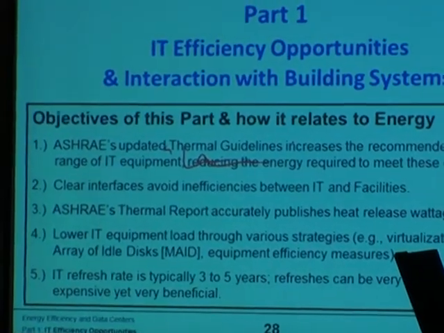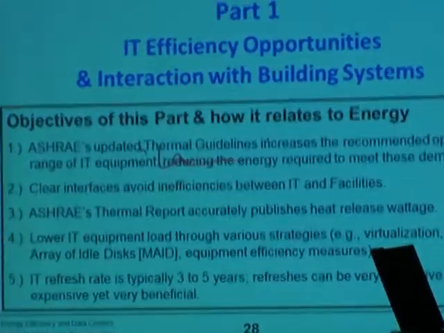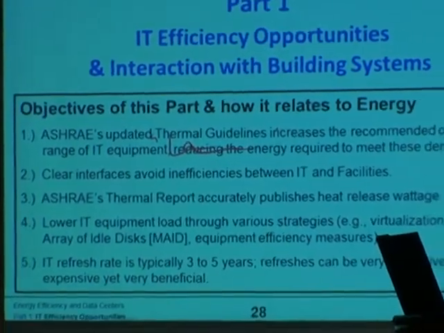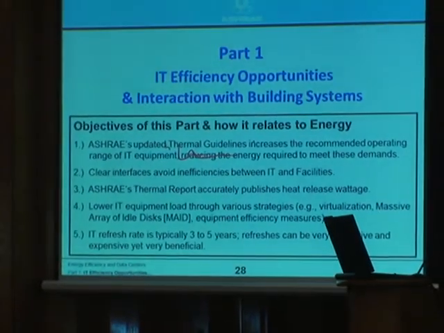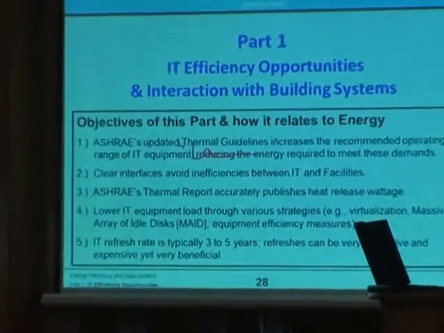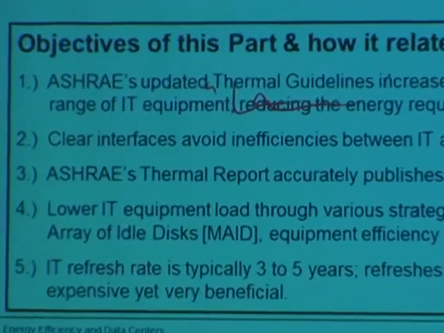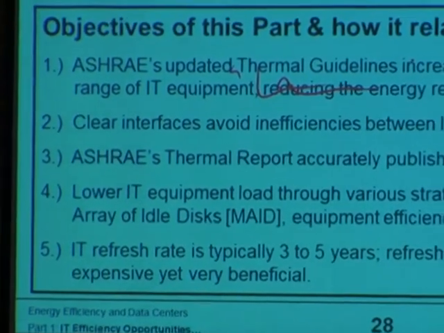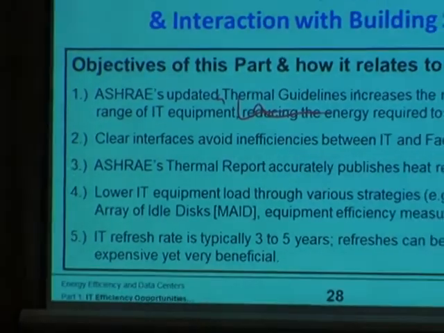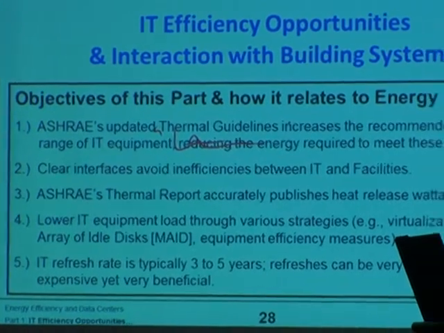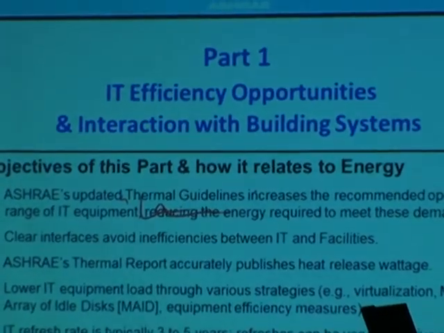So it will have the new environmental guidelines in it on temperature and humidity, and again, those are going to be important to look at. So we'll look at the interface between the IT equipment and the facilities. What does the IT equipment require, and what does the facilities have to do to meet those requirements? We'll talk about the thermal report, the ASHRAE thermal report, number 3 on this list. And Don talked about the last one there.